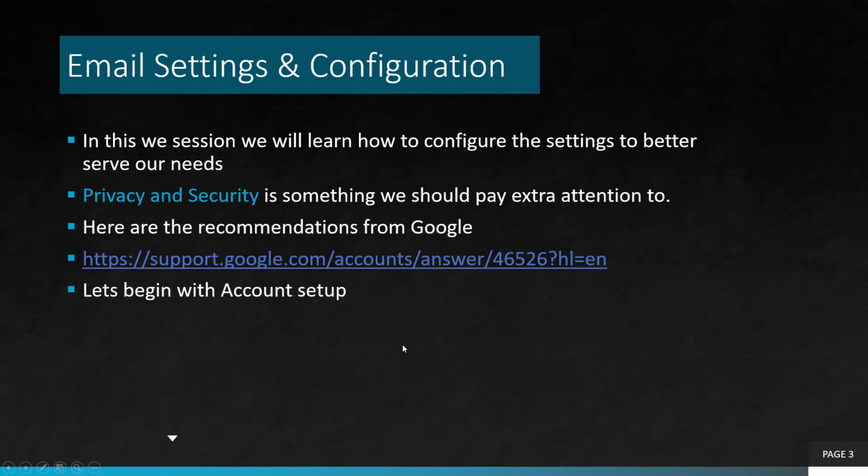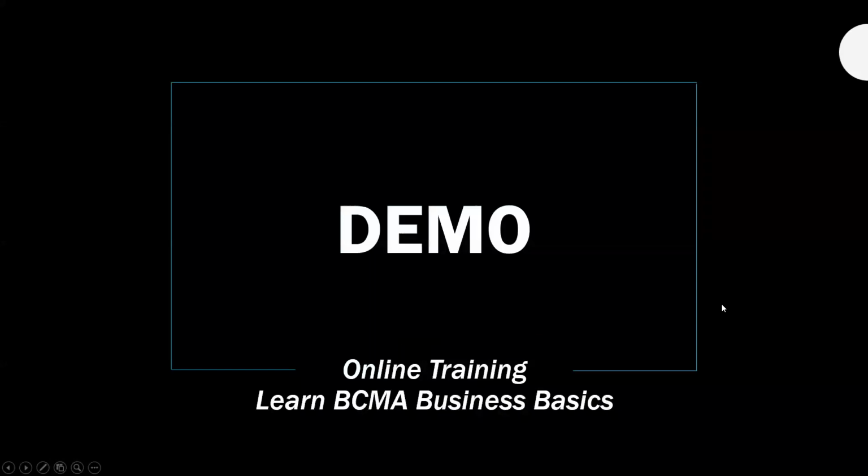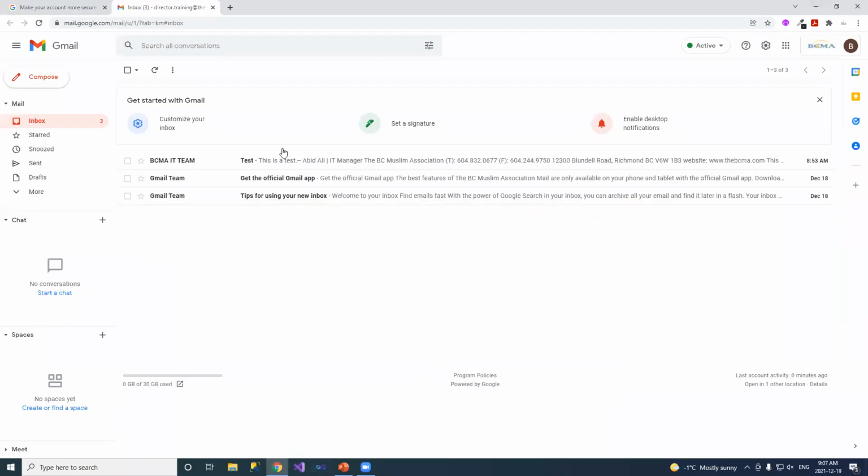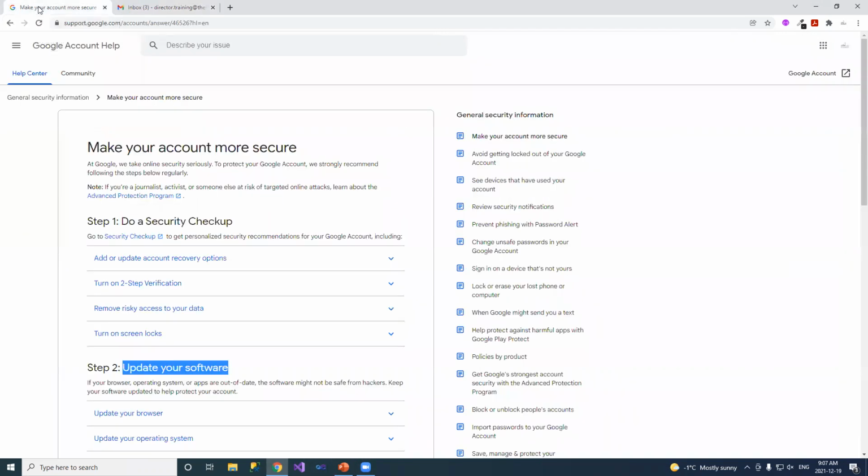So let's begin with the account setup. Here is a quick demo. Let's go ahead and look at our email account. This is the email account we set up earlier, and it looks pretty blank right now because we haven't done any settings. So first things first, let's take a look at the recommendations from Google.